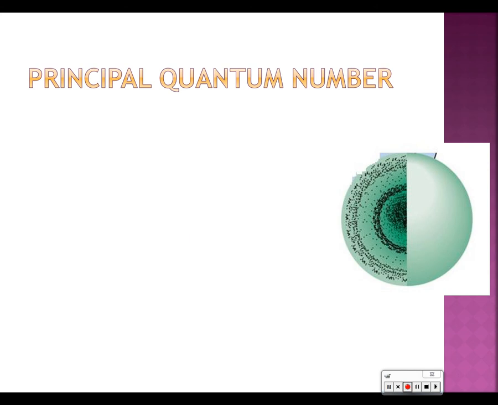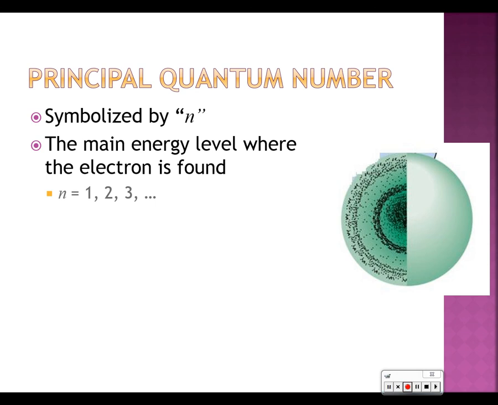is the principal quantum number. And I think we got to this a little bit on Tuesday. Is that right? Okay. So the principal quantum number. First, we use the lowercase letter n to represent that principal quantum number. But more importantly, it represents or describes for us the main energy level where the electron is found.